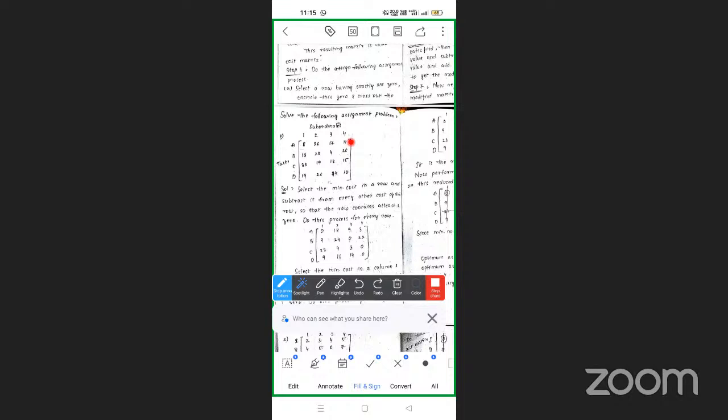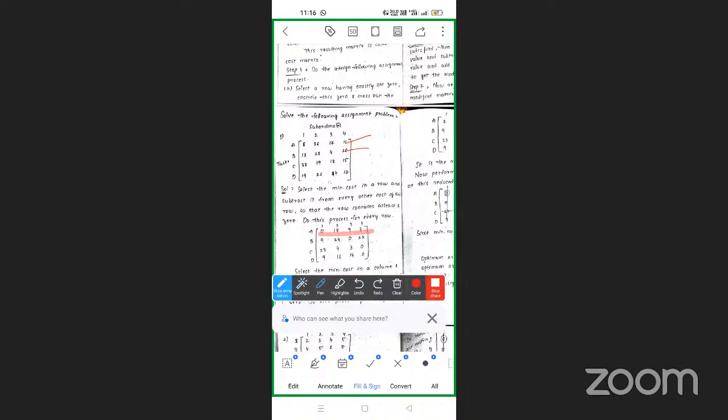This is the question. In the first row, we can identify the minimum value. The minimum value is 8. So subtract it from each and every element in this first row. 8 minus 8, 0. Next, 26 minus 8, 18. Next, 17 minus 8, 9. Next, 11 minus 8, 3. So this is the first row.